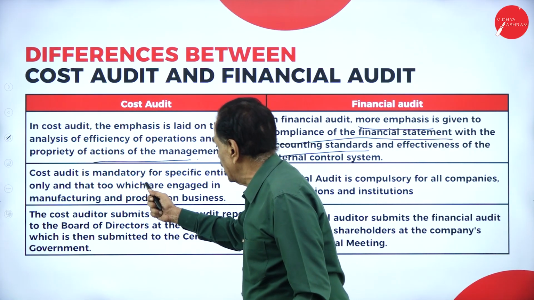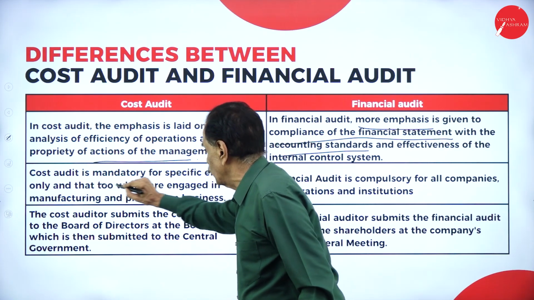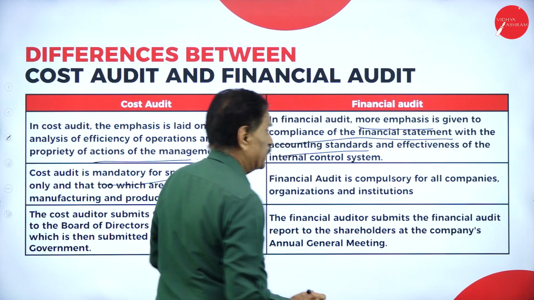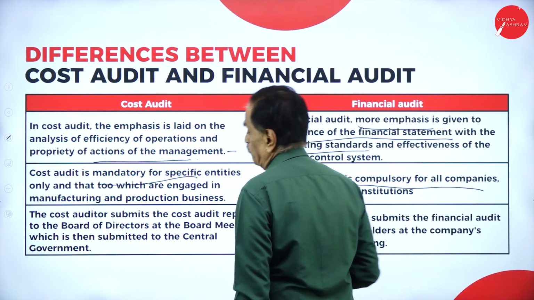Cost audit is mandatory for specific entities only, whereas financial audit is compulsory for all companies. It is compulsory for all companies.